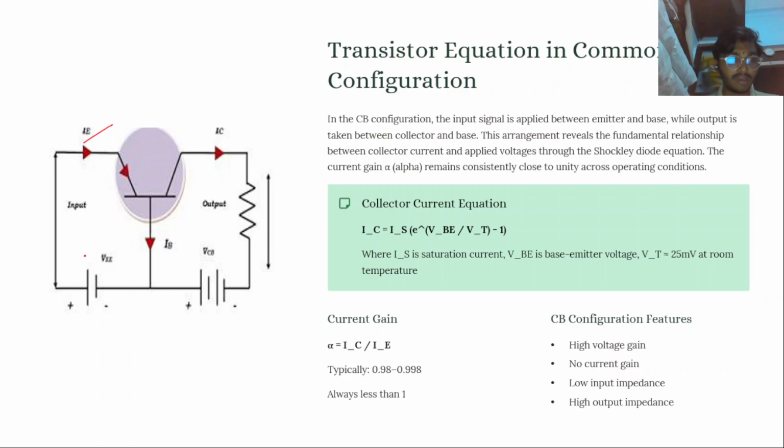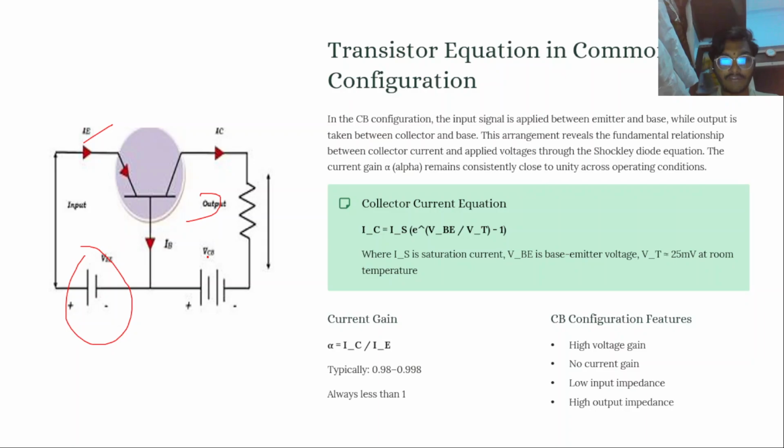Between the emitter and base, the output is taken from the collector and base. Output is taken from collector and base. Next, this arrangement reviews the function from the fundamental relationship between the collector current and the applied voltage. It is a diode equation, where we can find the relation between collector current and applied voltages.